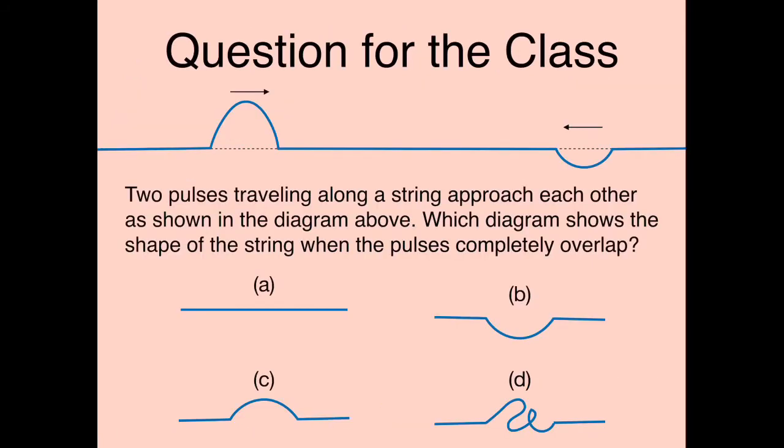Okay, so here's a question for you guys. We have these two pulses. This one is traveling to the right. This one is traveling to the left along a string. And they approach each other as shown in the diagram. So which diagram below shows the shape of the string when the pulses are completely overlapping? So is the string going to look like this? Answer choice A, like this. Answer choice B, like this. Answer choice C, or this. Answer choice D. So pause the video, think about it for a second, and see what you come up with. Then we'll go through it together.